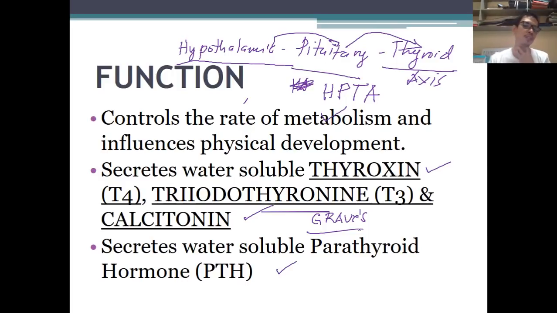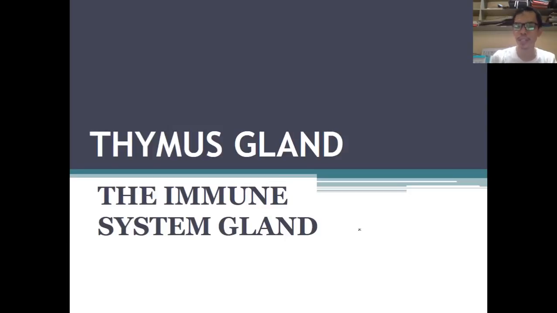As you can see, the people with goiter have an enlarged thyroid gland, somewhere here. They are missing one chemical in their body called iodine. So that's the goiter. So next one is the thymus gland.